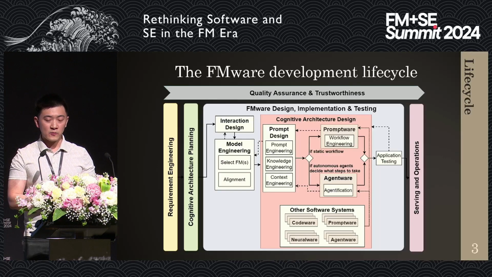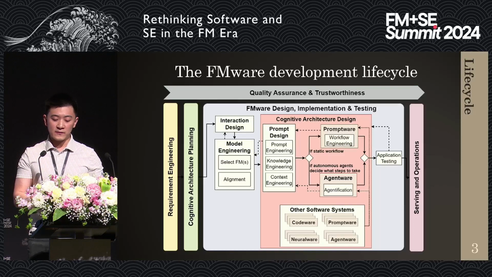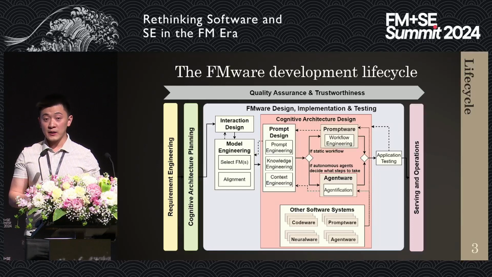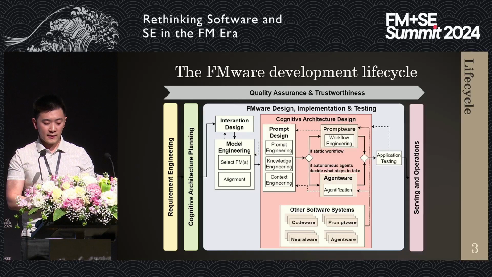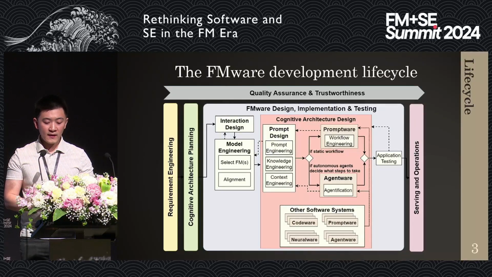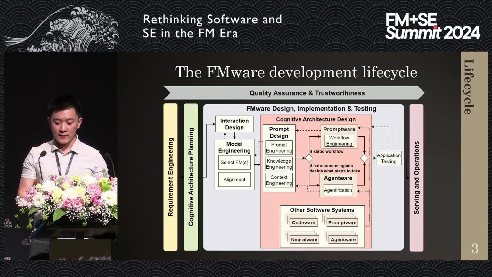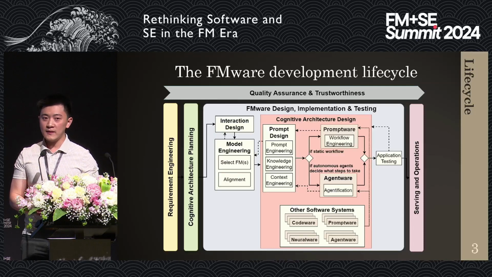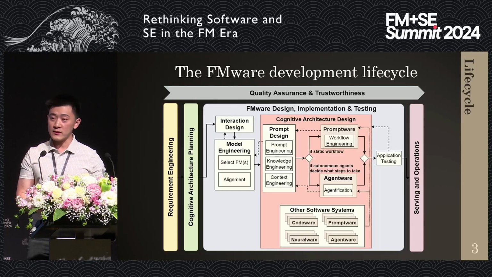If we're thinking about a more static flow, which is most of promptware's pattern, then we move on to workflow engineering. But if we are doing an agentware application, that's where we need to do agentification, which tries to turn the software into a planning software. Of course, afterwards, we need to orchestrate all these foundation model components with the traditional components and do thorough testing before we move on to serving operations. And throughout this new lifecycle, we need to do quality assurance and trustworthiness guarantees in every step.